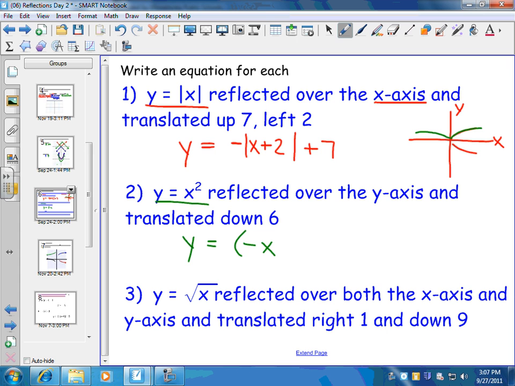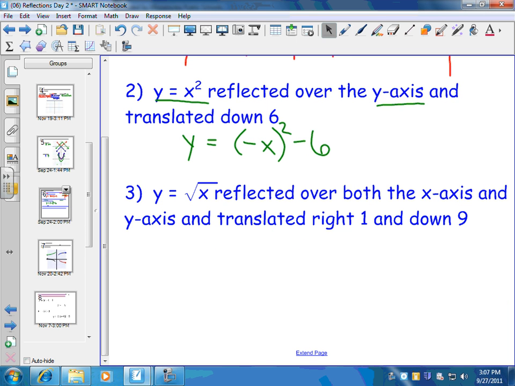Okay. It was reflected over the y-axis, got that part, and it was translated down 6 units. So I have to close this off. It didn't have any left or right movement, and it went down 6, just like that. Okay. Last problem on here. We're talking about the square root function. It's reflected over both x and y axis. So that part's easy. I know a negative goes on the outside and a negative goes on the inside.